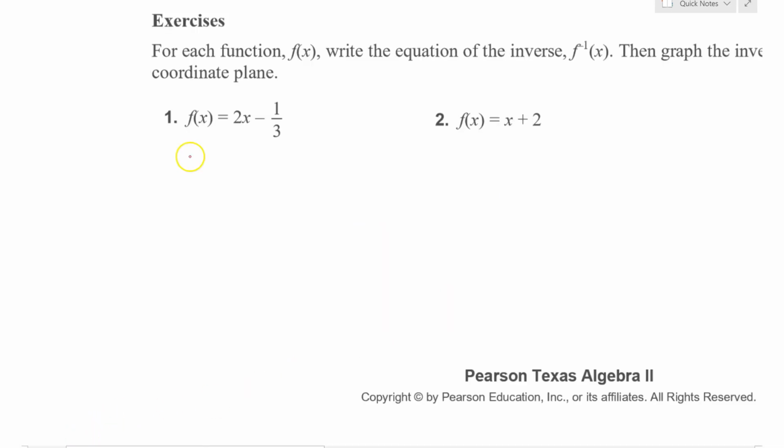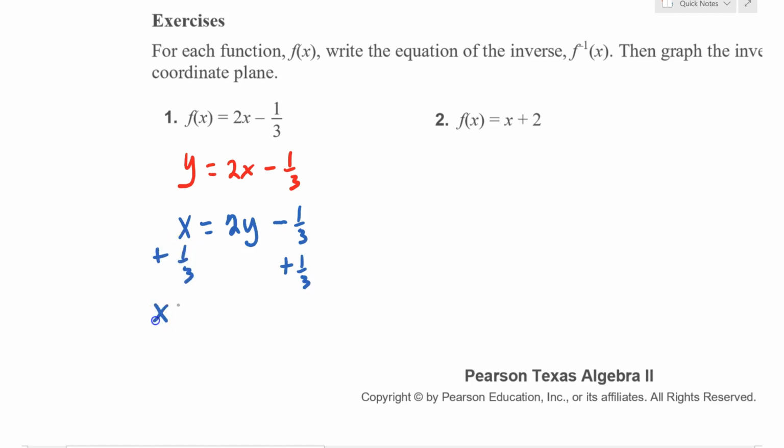So for number 1, we have y equals 2x minus 1/3. What you're going to have to do is switch the x and the y, so you have x equals 2y minus 1/3. Then we're going to solve for y. We're going to add 1/3, so you have x plus 1/3 is equal to 2y.